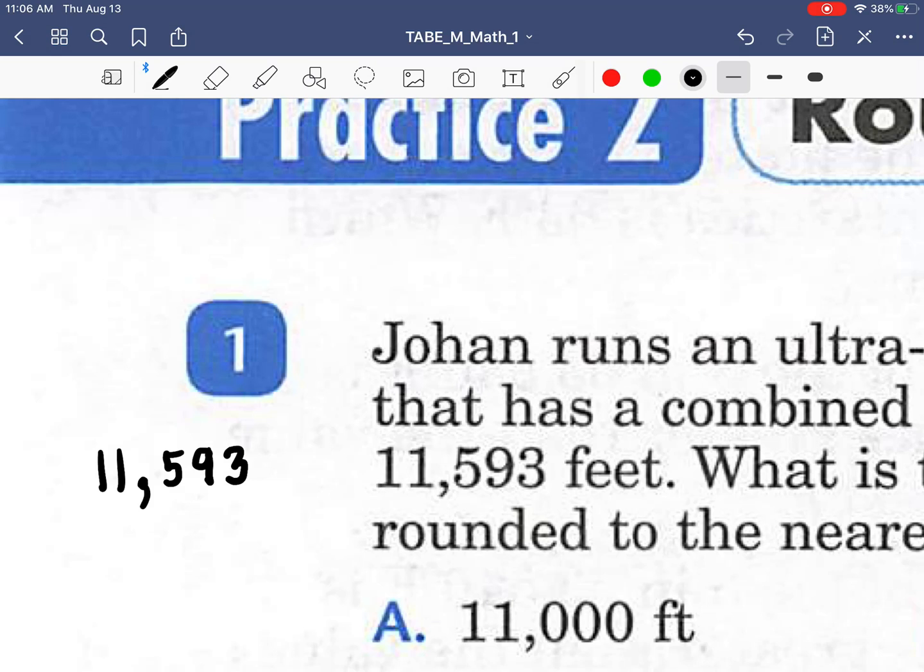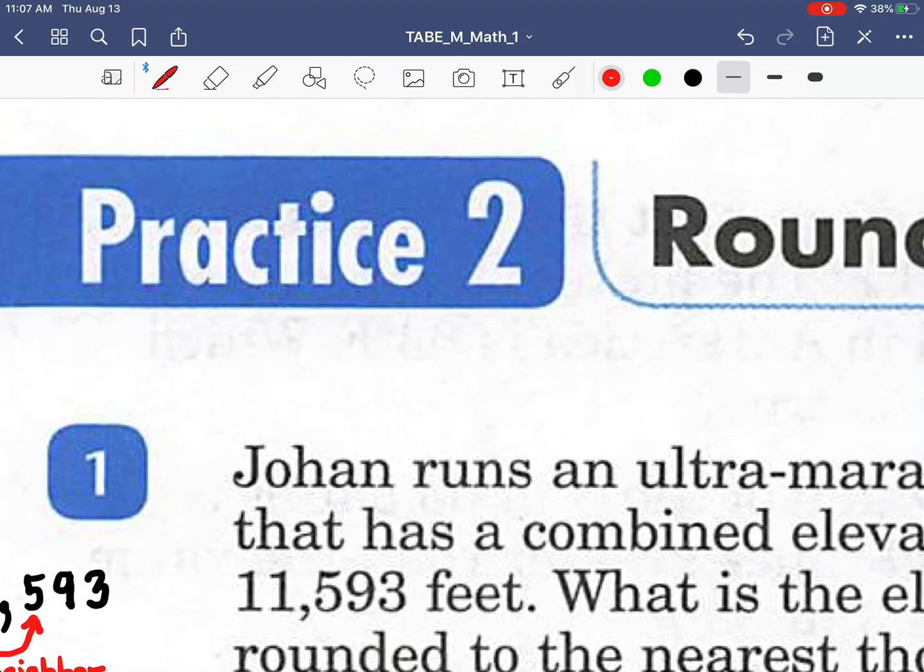So underline the thousands place, which is right there. I want you to draw an arrow back to this number right there. This is the neighbor, not the thousands place, the neighbor. So this is what I'm talking about when I say the neighbor. The neighbor is a 5. So look back up here at your rule.